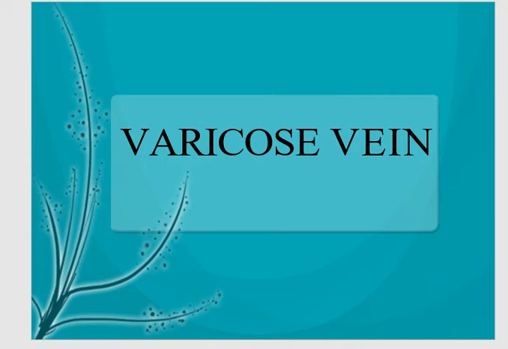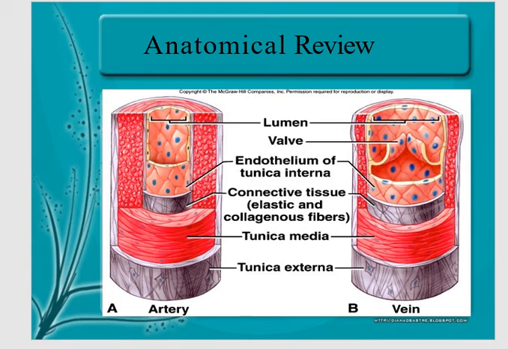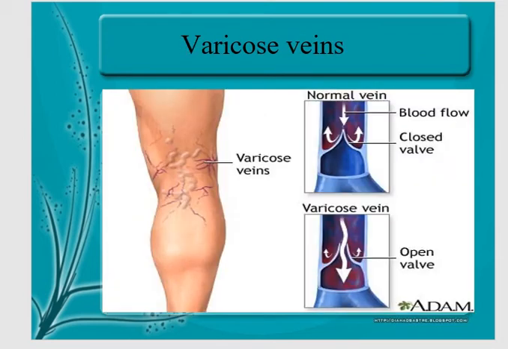Today we are going to talk about an interesting topic of varicose veins. Anatomically, this is the review. You have a lumen, and in the lumen you have valves, one-way valves, which allow the blood in the veins to flow from the periphery to the center. This is what it is.